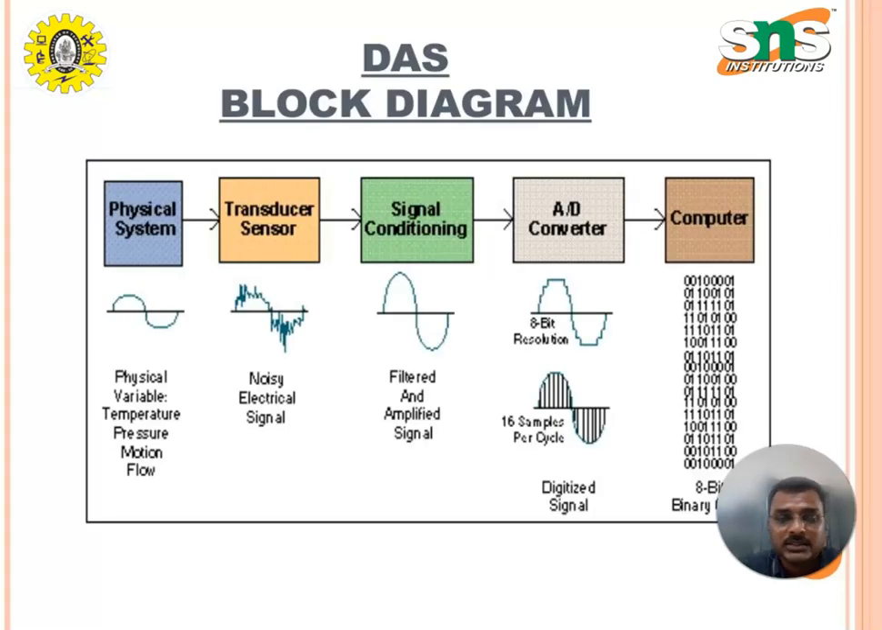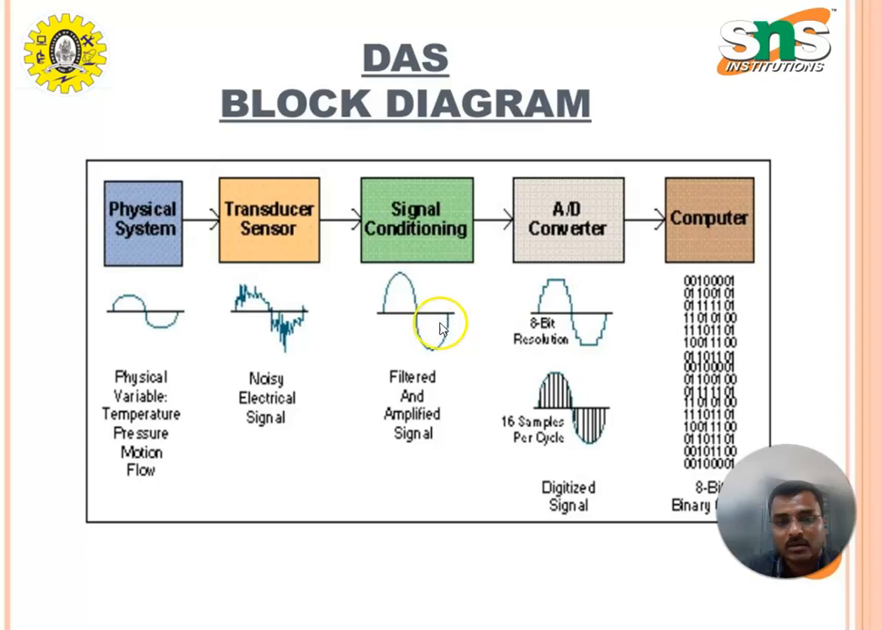Block diagram: this is a DAS block diagram, where we have the physical system, then the transducer sensor, the signal conditioning, the analog to digital converter, and the computer. The physical variables include temperature, pressure, and flow rate, and all these physical items will be converted into a signal with the help of the transducer sensor, which converts them into an electrical signal.